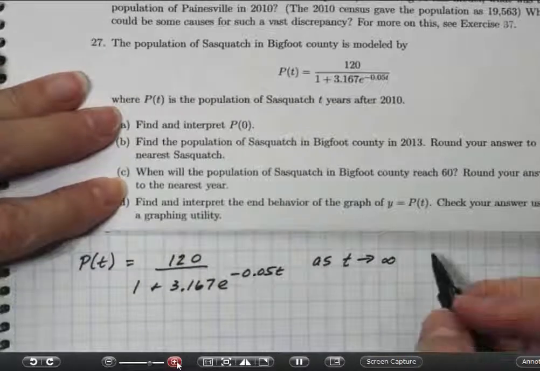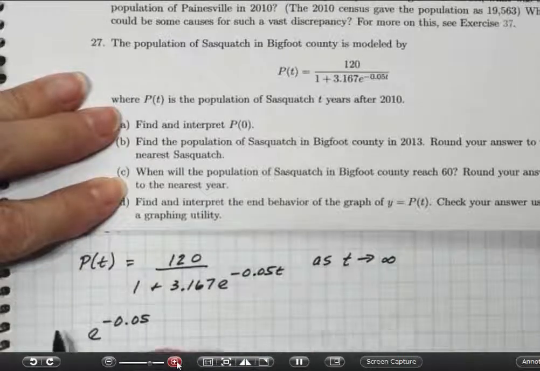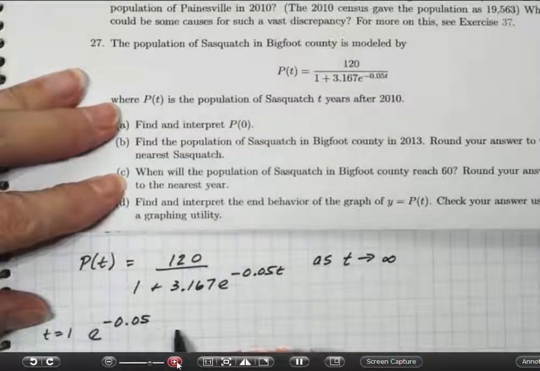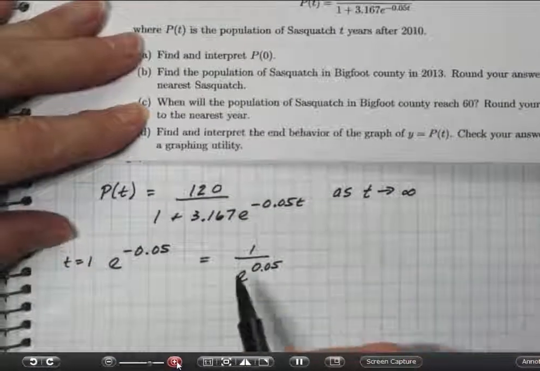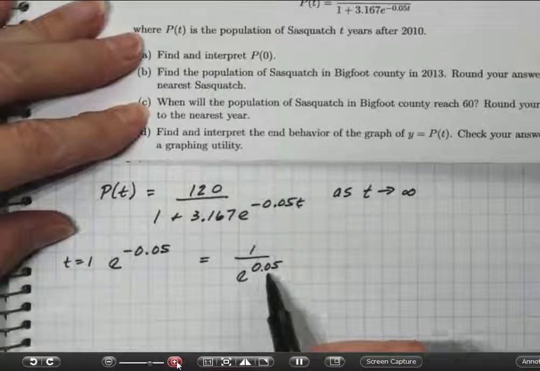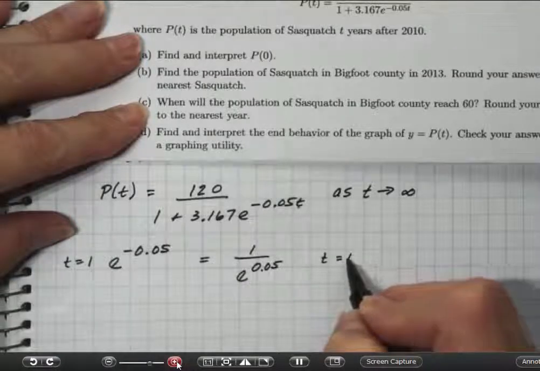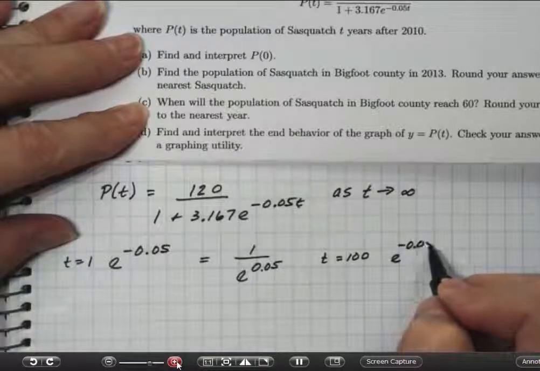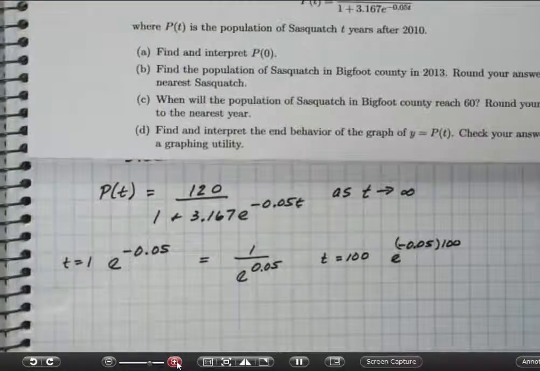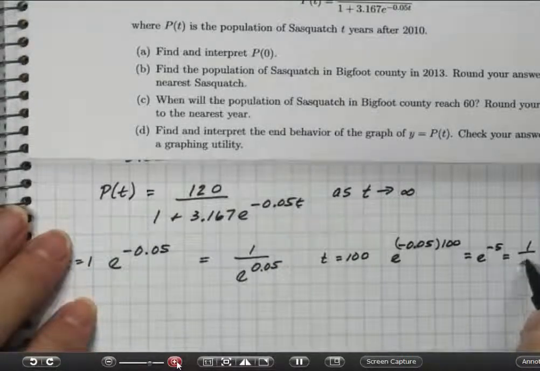Because remember, e to a negative exponent, let's just say t was equal to 1. So this is when t is equal to 1. This becomes 1 over e to the 0.05, which is a very small number. So as t gets bigger and bigger, this number is going to end up getting smaller and smaller. So let's just say, how about if t is equal to 100? So now we would have e to the negative 0.05 times 100, which gives me e to the negative 5, which is 1 over e to the 5th.